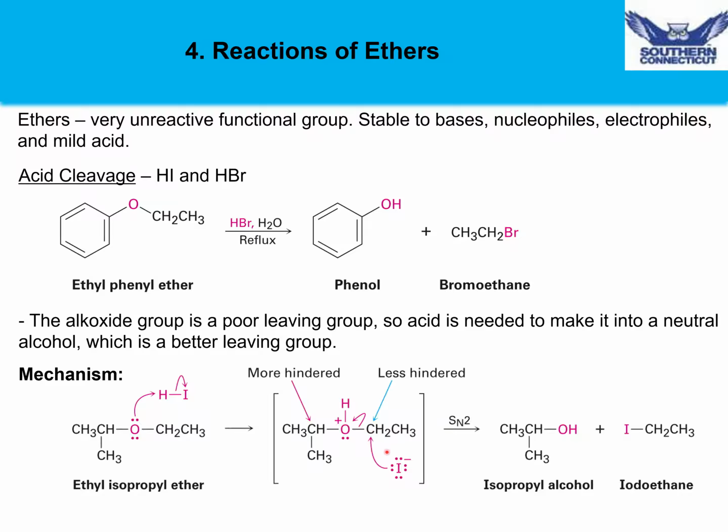The next step involves the counter ion, the conjugate base of our acid, in this case iodide, attacking the less substituted carbon. So it goes after the CH2 rather than the CH here, which has a couple of methyl groups. So it goes after the CH2 and then eliminates, starting from the oxygen and everything else attached to it. This is essentially an SN2 reaction, so that is why the iodine prefers to attack the less substituted carbon. That produces isopropanol and iodoethane in this example.